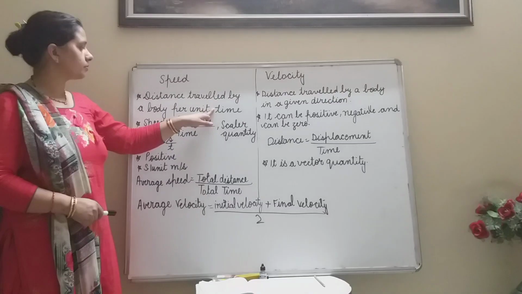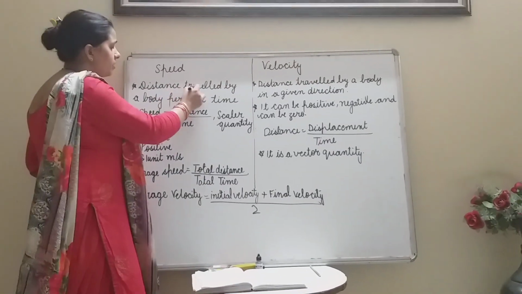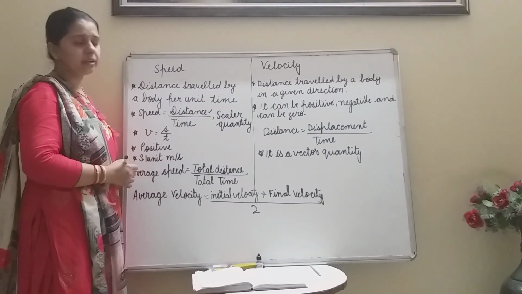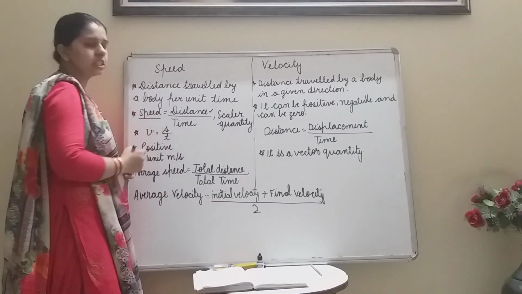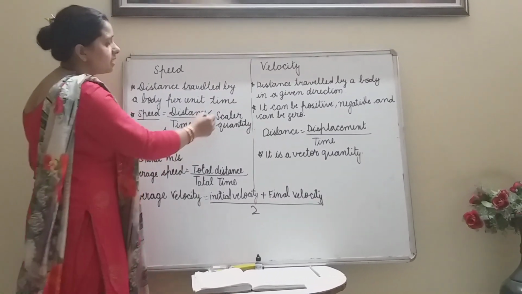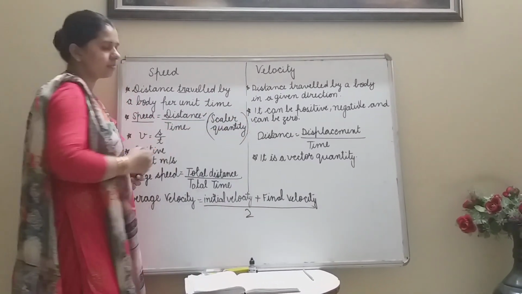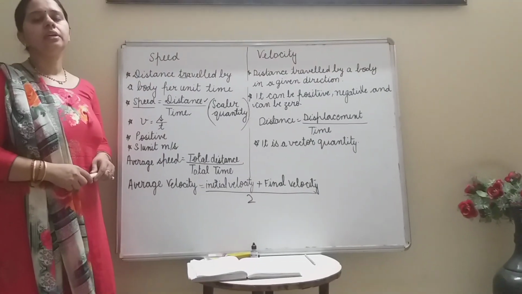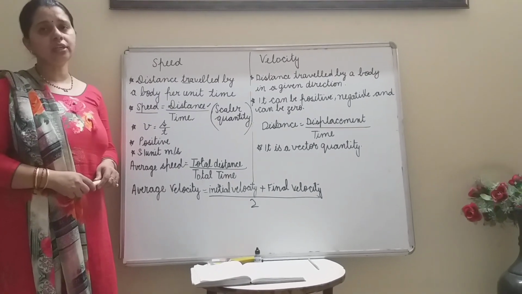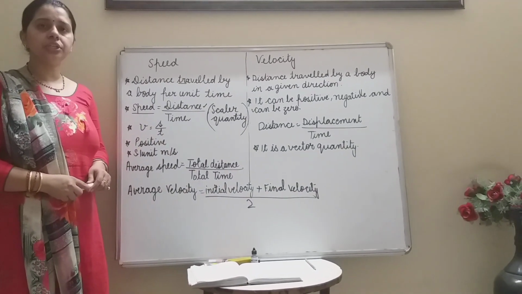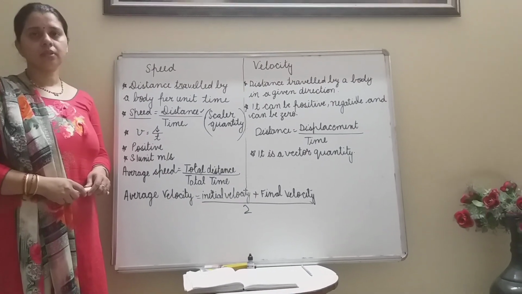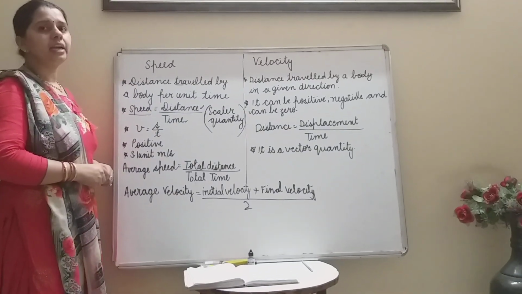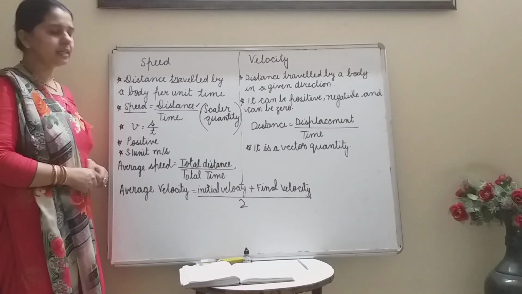If a body travels a distance in a given time, per unit time, we can say that it is speed. So speed is a scalar quantity. What is a scalar quantity? Scalar means it gives only magnitude, not direction. And what is magnitude? Magnitude is a numerical value. So speed is the distance travelled by a body per unit time.